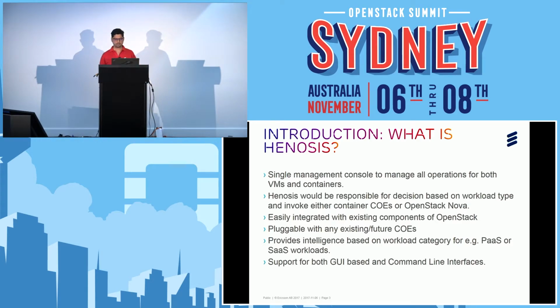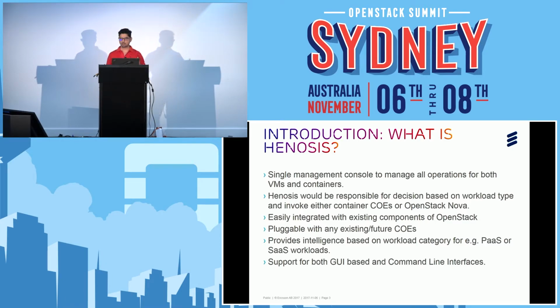One more thing that we are planning to add with Henosis is an intelligence mechanism. Suppose we know that containers come with some SaaS kind of workloads, if you want to put some application on top of the container. While doing a deployment, launching an instance, for example, in Nova, OpenStack terms, we can choose whether we are going to deploy a SaaS workload or a regular PaaS workload. When you choose a SaaS workload, you can select a container.